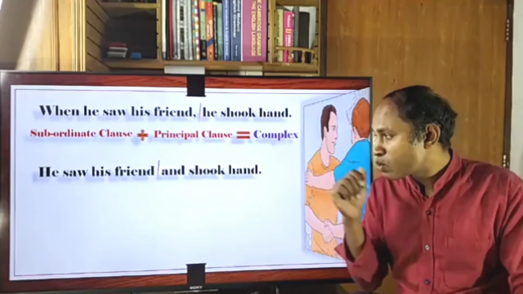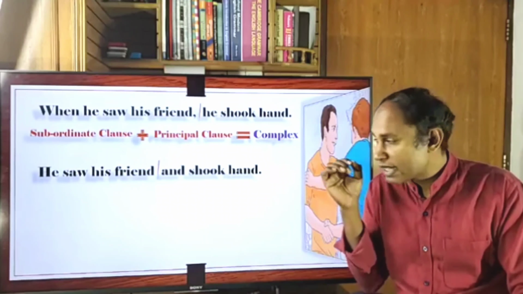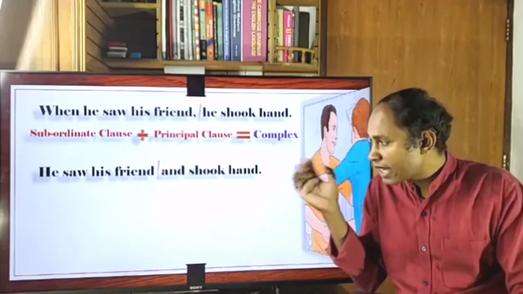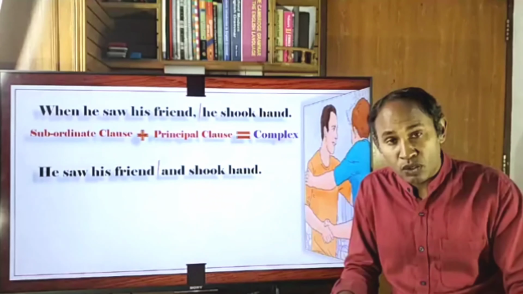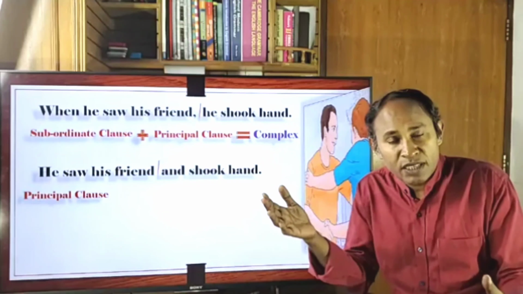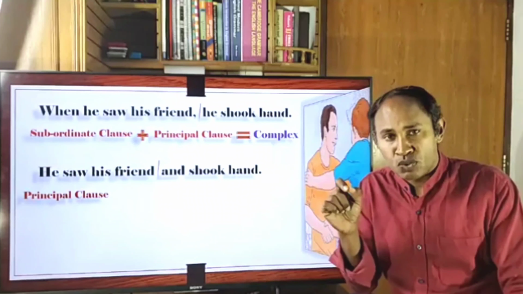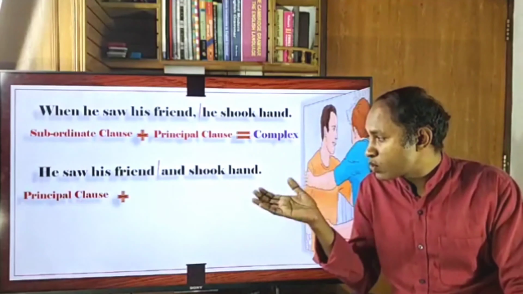Okay, that's why this sentence has two clauses, as it has two parts having two subjects and two finite verbs. And what are they? The first one, he saw his friend, it can express meaning itself. That's why it is a principal clause. Okay, and there is also another clause.